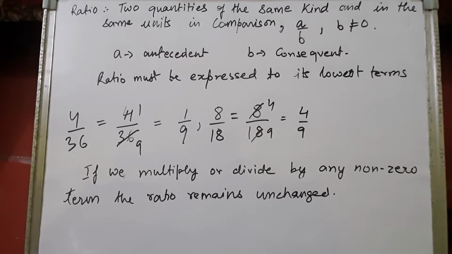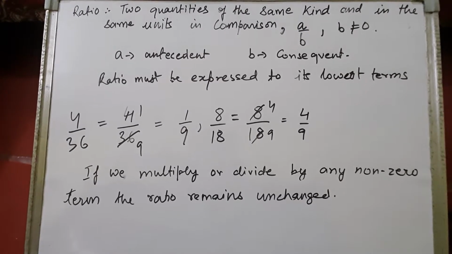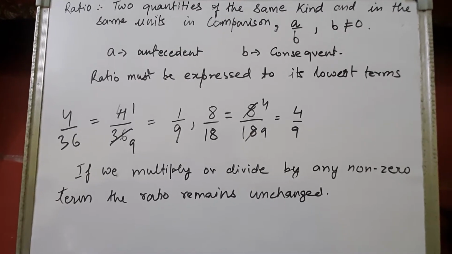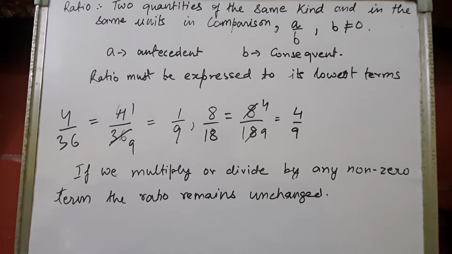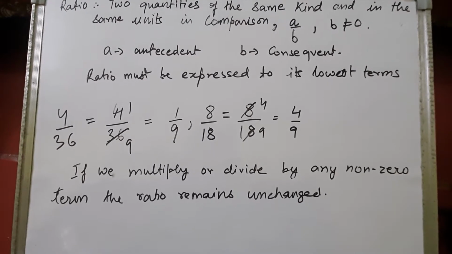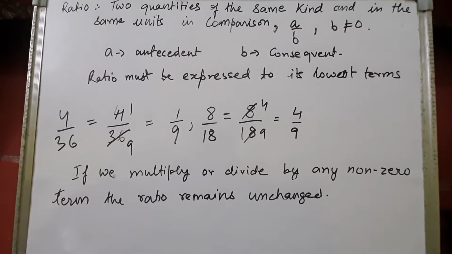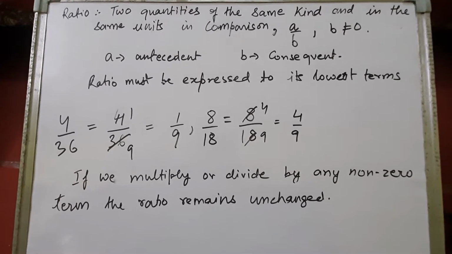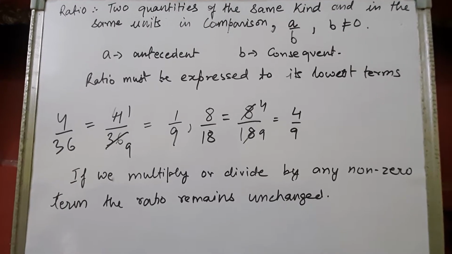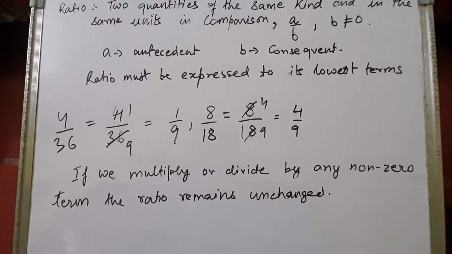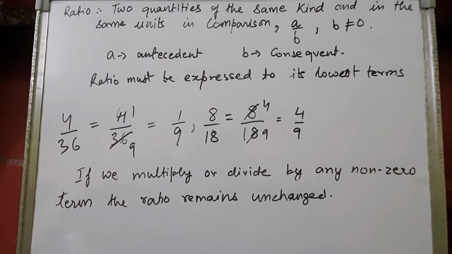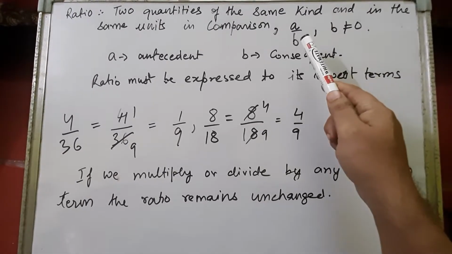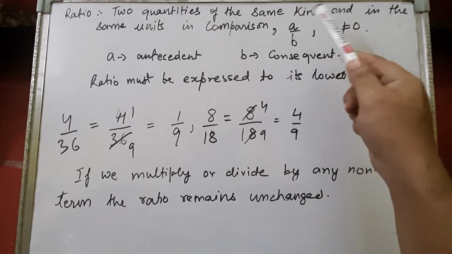Ratio, children, is basically a comparison of two quantities or two units, okay? But the condition is both the quantities must be of the same kind and have the same unit, right? So two quantities of the same kind and in the same unit, in comparison or in division, will form a ratio. Suppose the first quantity is A and the second quantity is B, where B is a non-zero quantity. B cannot be equal to 0, otherwise this ratio will not be defined.